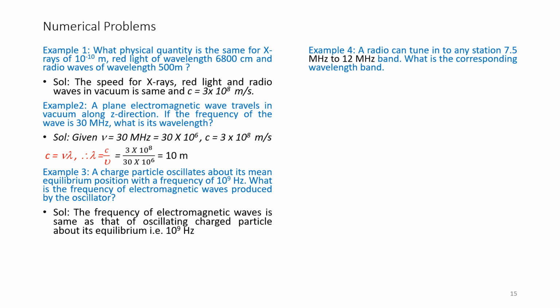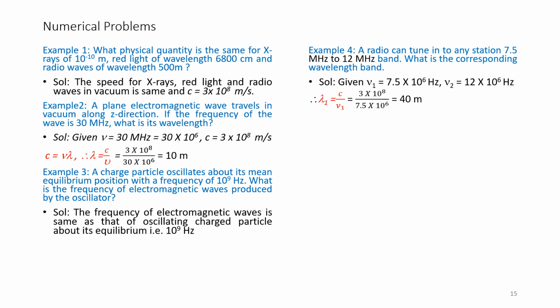Example 4. A radio can tune in to any station in the 7.5 megahertz to 12 megahertz band. What is the corresponding wavelength of the band? So here frequency is given and we have to find out wavelength in terms of meters. So nu 1 is given as 7.5 into 10 to the power of 6 hertz, that is the frequency, and nu 2, the upper band frequency, is 12 into 10 to the power of 6 hertz.